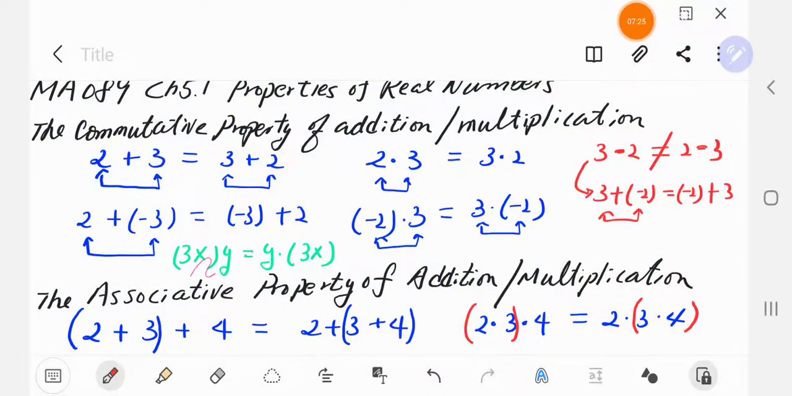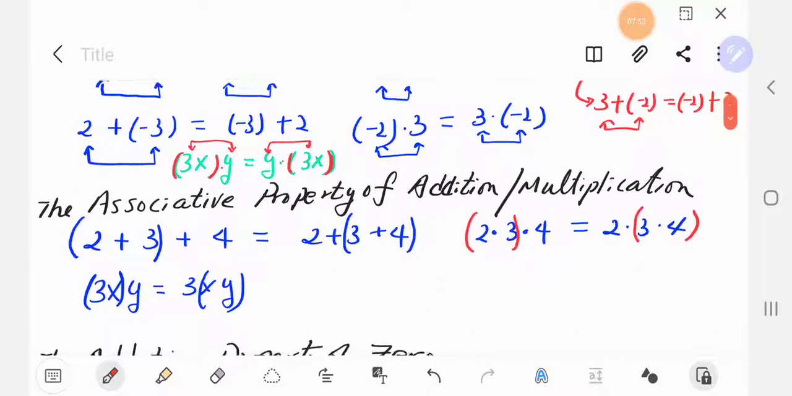So in this example, 3x in parentheses multiplied by y. There is one parenthesis, which is 3x, right? And then you are interchanging these two. You are interchanging these two. So this is the commutative property of multiplication. This is not the associative property.